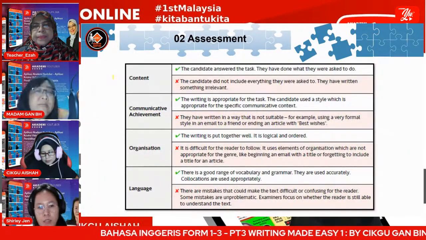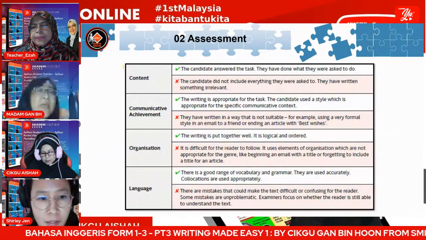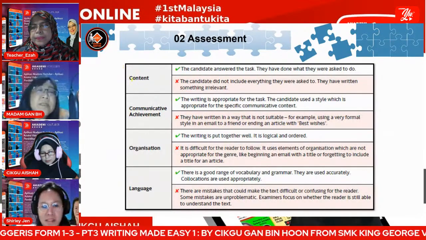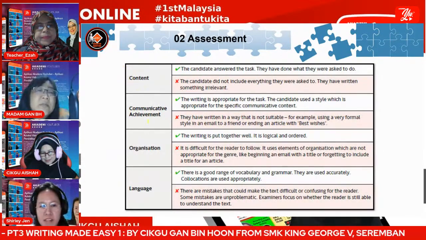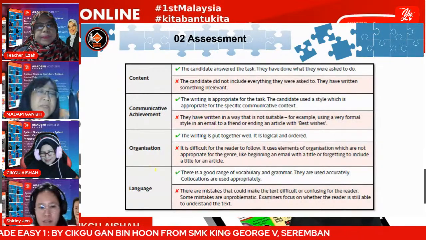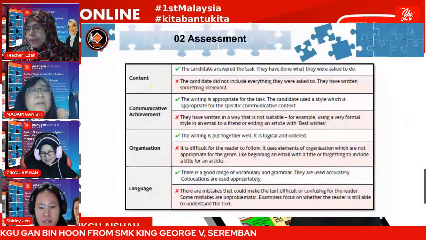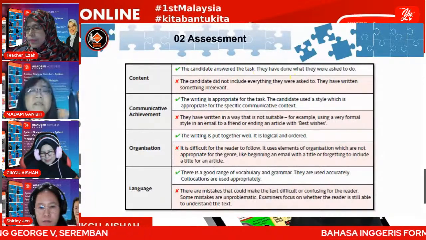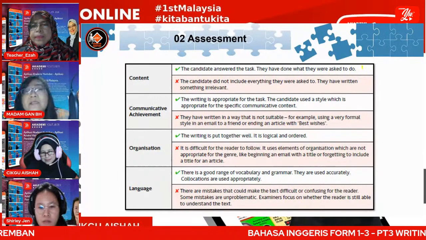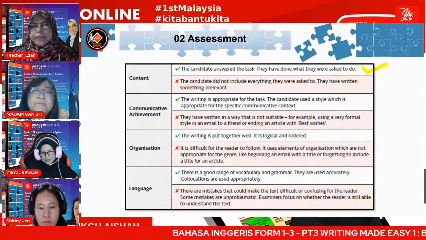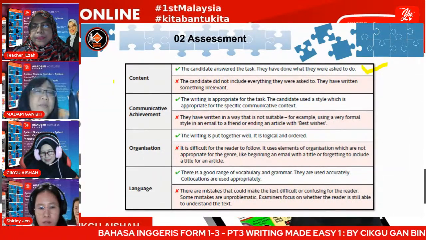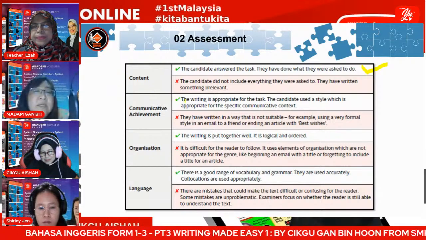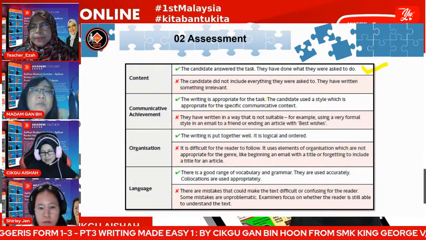Okay, let's look at this. This is a summary given by Cambridge English. This is how you can understand content, communicative achievement, organization, and language more easily. So what is content? Content means the candidate answered the task. They have done what they were asked to do. That is the meaning. So what is communicative achievement? Communicative achievement is that the writing is appropriate for the task.